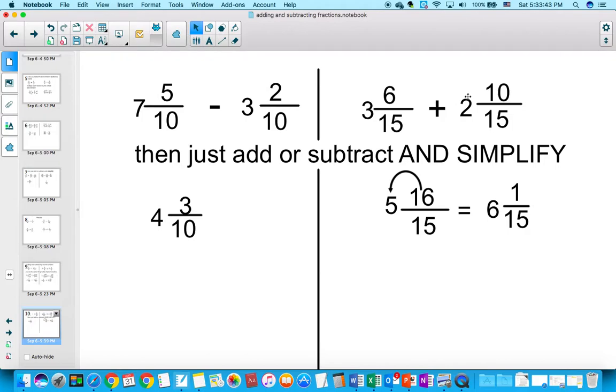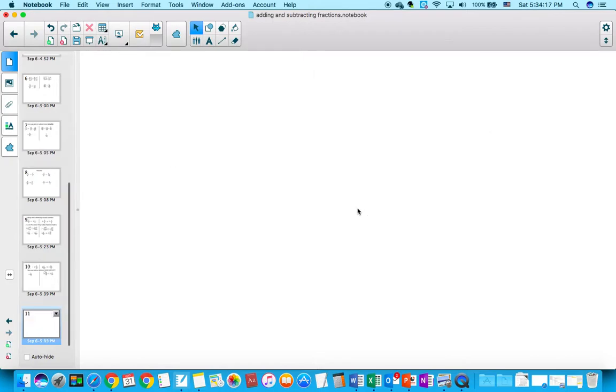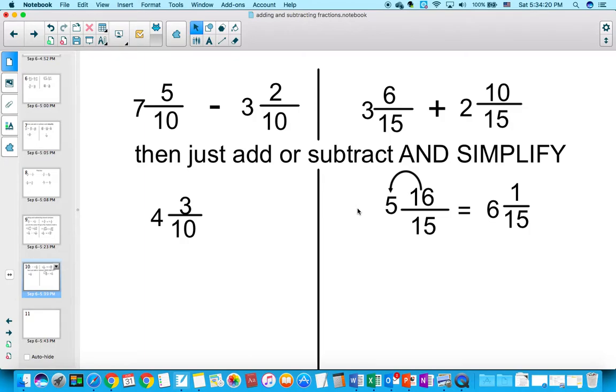Let's look at this guy. 6 over 15 and 10 over 15. So 3 plus 2 is 5. And then I have 16 over 15. Uh-oh. I now have another improper fraction. It was a mixed number, and now it's an improper fraction. Well, then look at the bottom. How many 15s fit into 16? 1. Okay, well then I'll add 1 to the 5, making that a 6. How much is left over when I take away that 15? 16 minus 15 is 1. So I have 6 and 1 over 15. And that's it. That's adding and subtracting fractions.